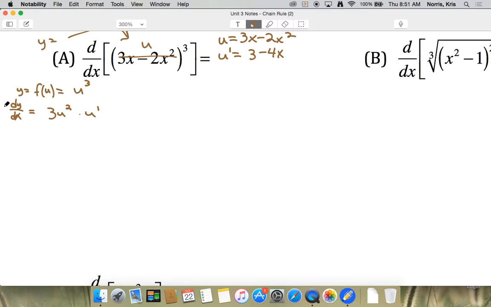Okay, don't be silly. This is math. No silliness in math. So what do we got? 3 times 3x minus 2x squared, squared, times 3 minus 4x.